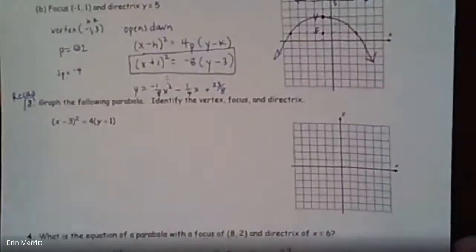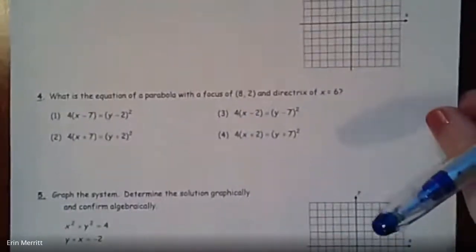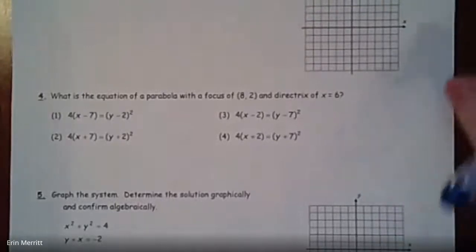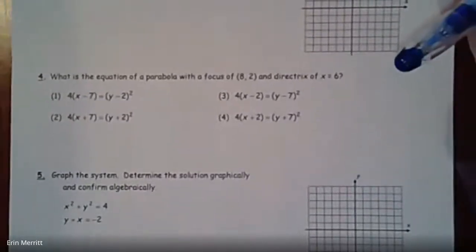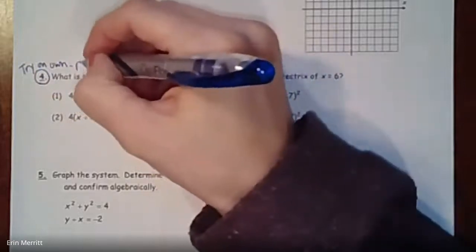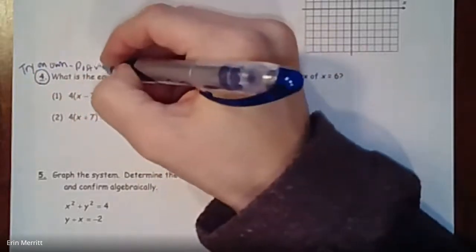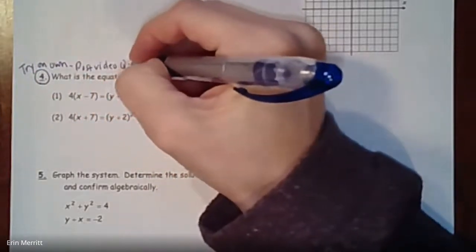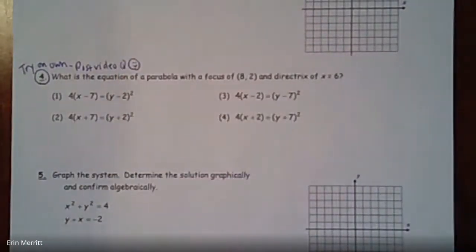All right, you have 2 left. The 2 that are left, you've got a little multiple choice. So what's the equation given all of this? I'm actually going to have you try this one on your own. And then there's a little video question for you. Yay. You don't have to actually write that down. You just have to do it.